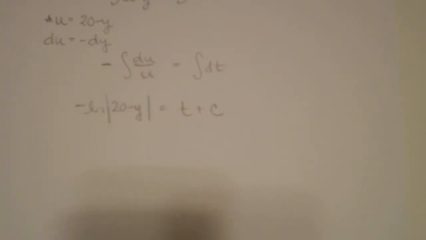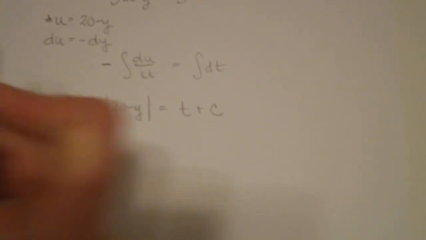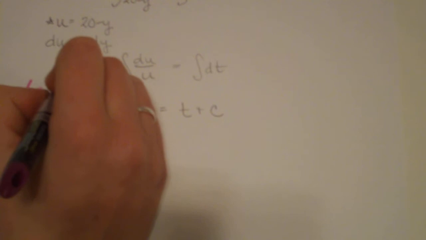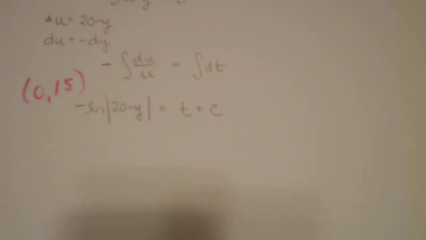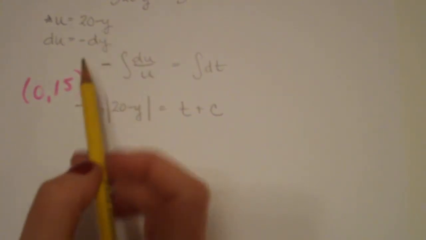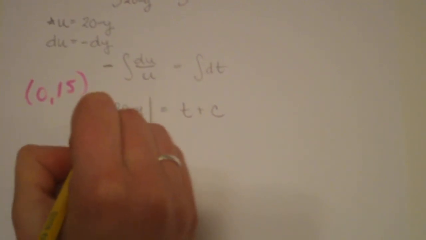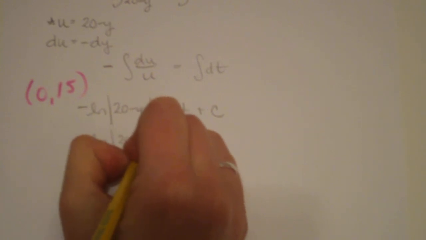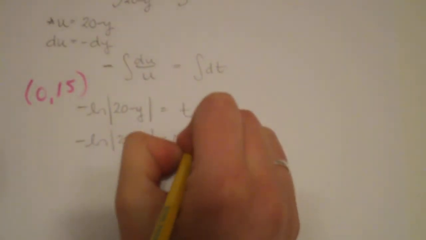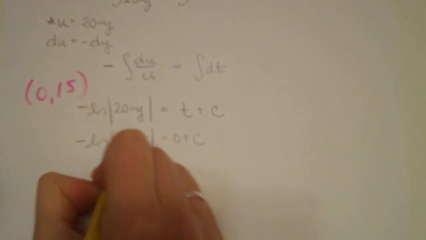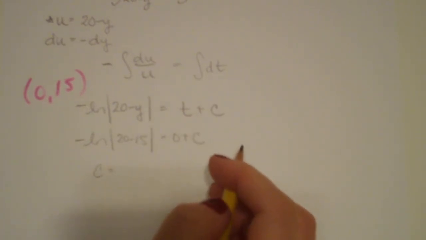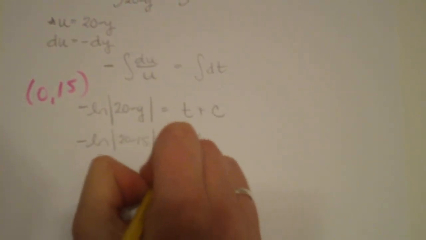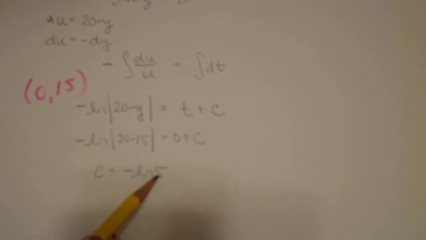So now what I'm going to do is I'm pulling down my given information from the top of the page, and I knew that I had the point 0, 15. That was given to me. 0 goes in for t, 15 goes in for y. Negative ln of 20 minus 15 equals 0 plus c. So therefore c is equal to negative ln of 5. And again, 20 minus 15 is 5, so I don't need absolute value bars anymore because that one's good.